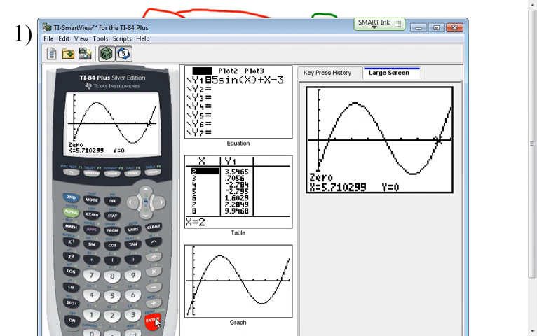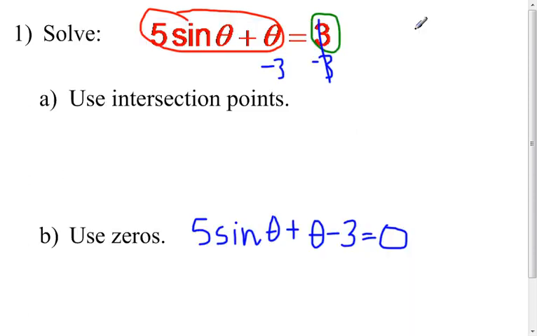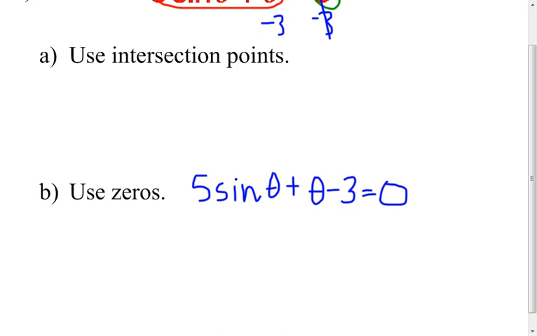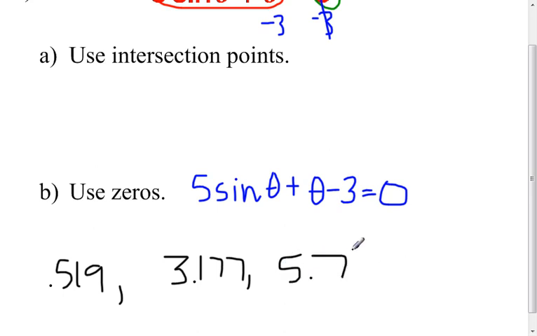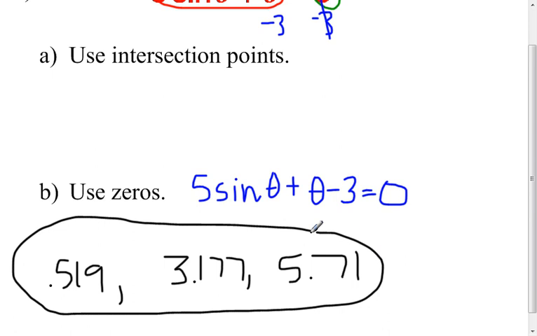5.71. Okay, so either way you do this problem, you have 3 answers. Whichever way you choose to do it is kind of up to you. But your 3 answers should be 0.519 and 3.177 and 5.71. Okay, and those are the 3 answers to that problem.